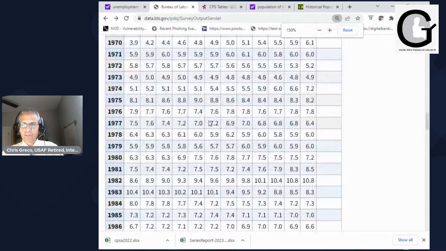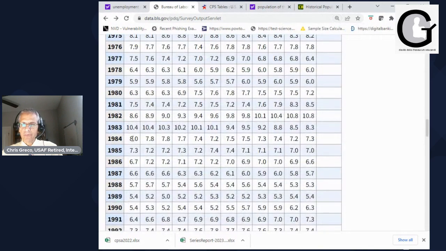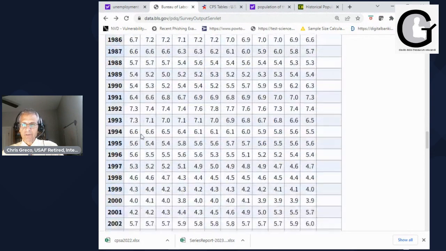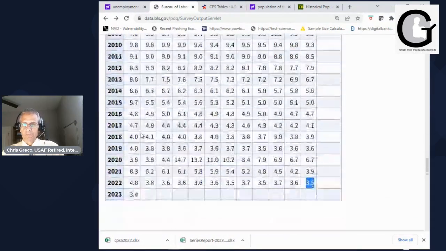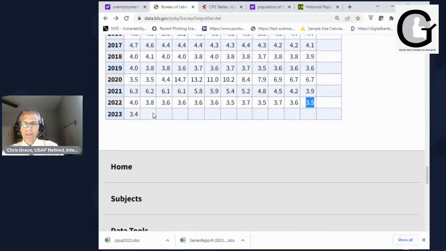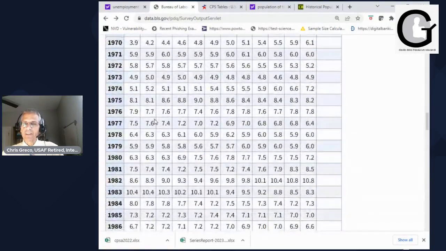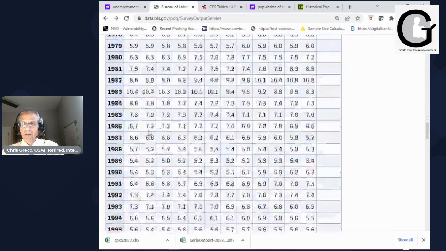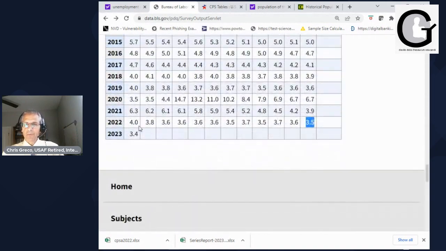1983. I mean, this thing was huge. 10.4% unemployment rate in 1983. We were hurting, folks. I mean, it didn't seem like it, but we were. So let's take a look at different areas, like when the oil crisis hit, right? 7.9%, 7.5%. So we talk about 3.4, and I'm happy for it, I really am.